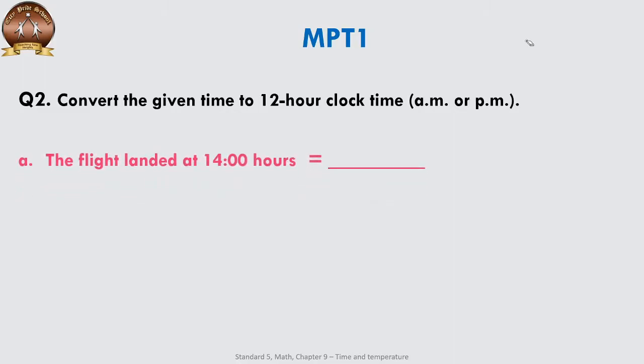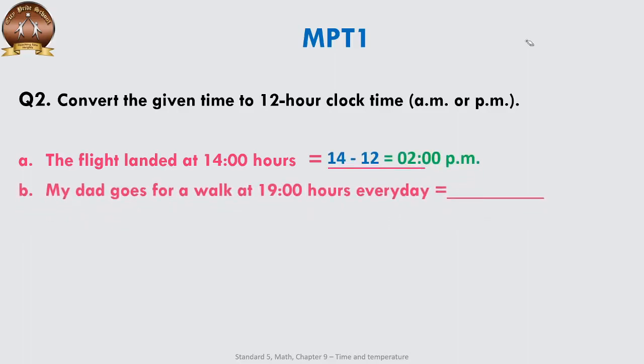Now, the flight landed at 14 hours. 14 is not there in a simple analog clock, so we need to subtract 12, and what do we get? We get 2 PM.